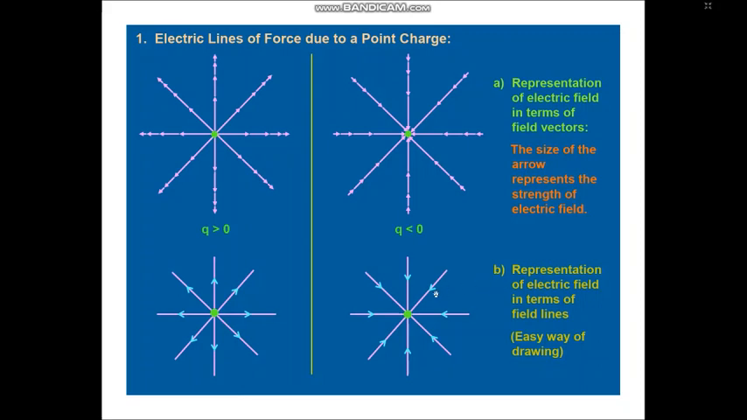Representation of electric field in terms of field lines. Electric field lines due to a positively charged body. This is the electric field lines due to a negative charge. Electric field is radially outward for a positive charge. Electric field is radially inward for a negative charge.